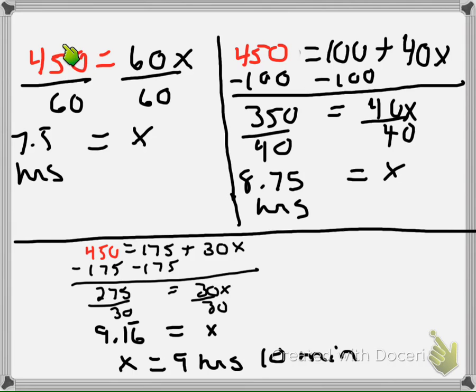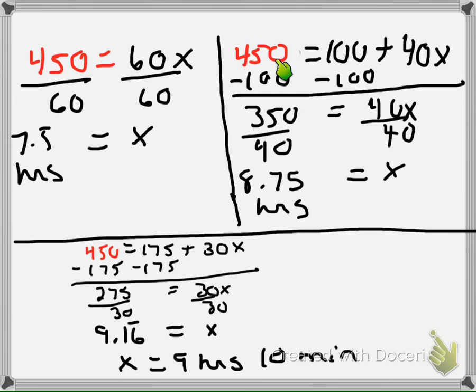So here on the first one, 450, the cost is equal to 60x. To solve this simple one-step equation, this means multiply. The opposite of that is dividing, so I divide by 60 on both sides. That's going to give me x equals 7.5 hours.